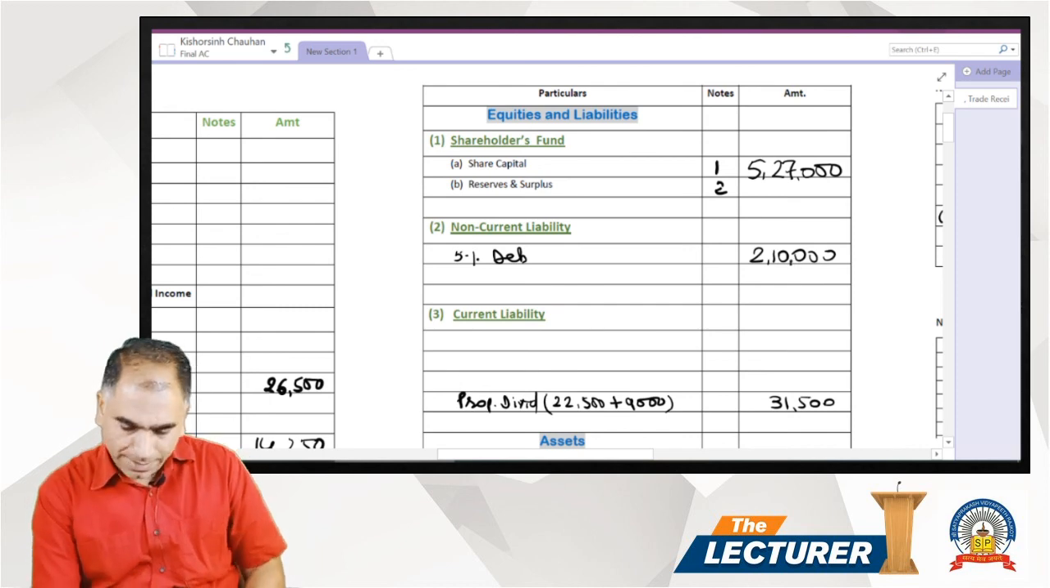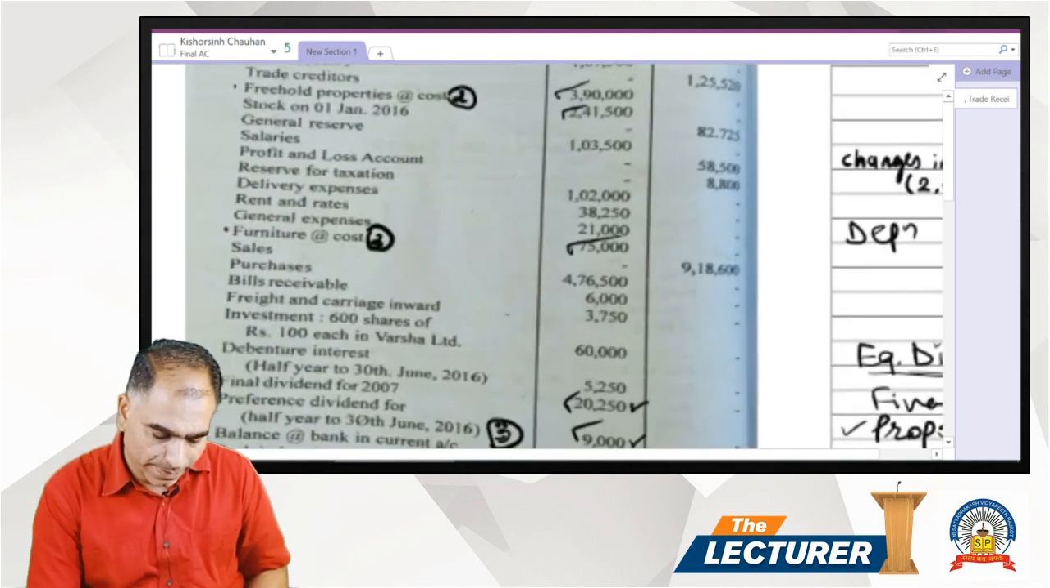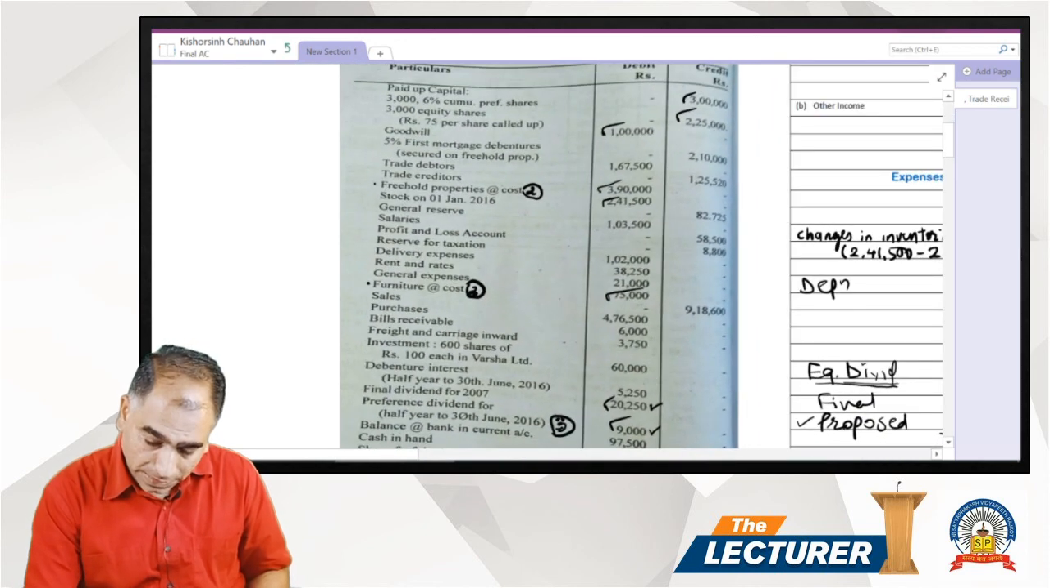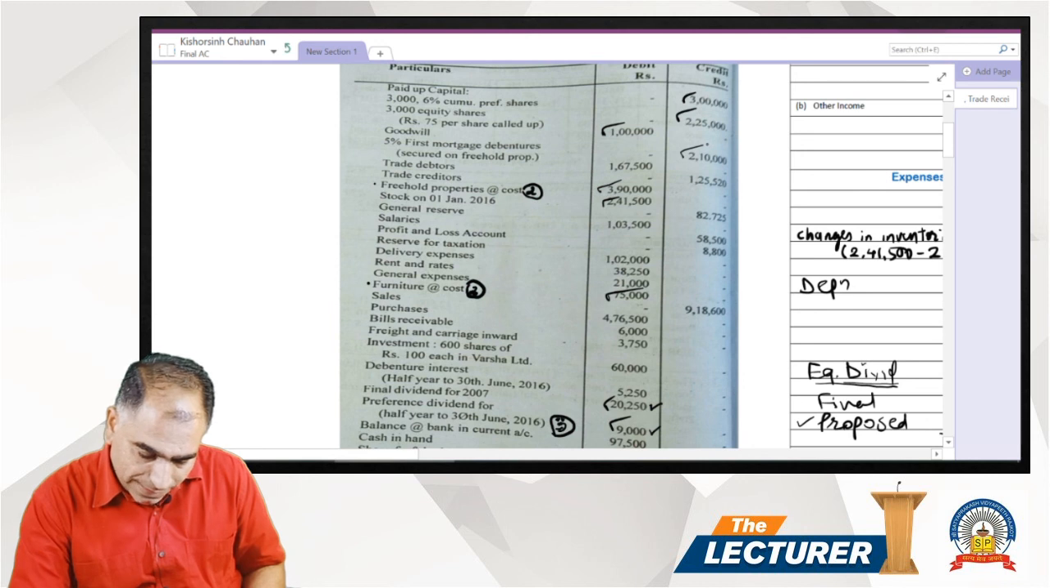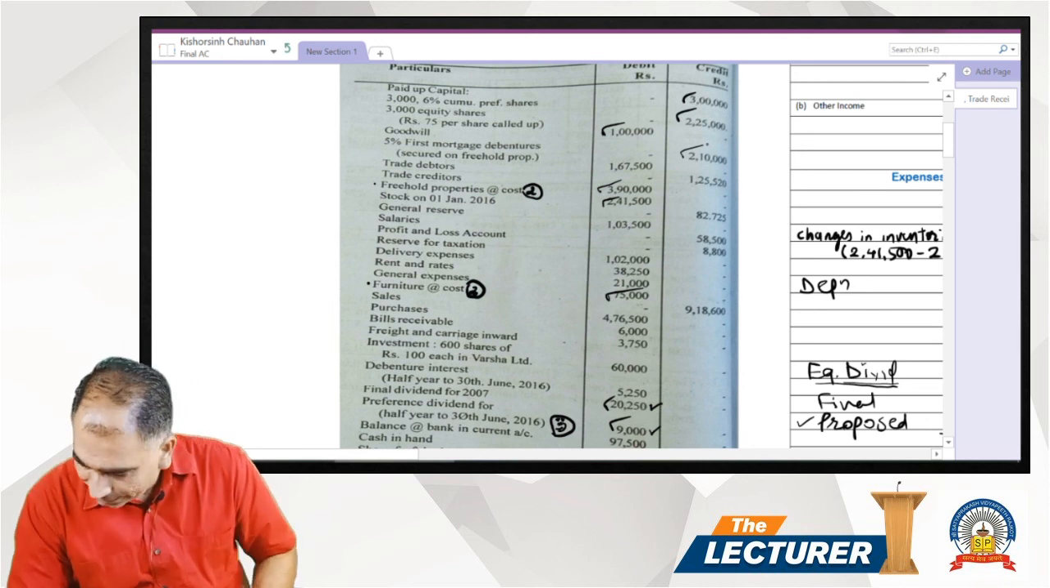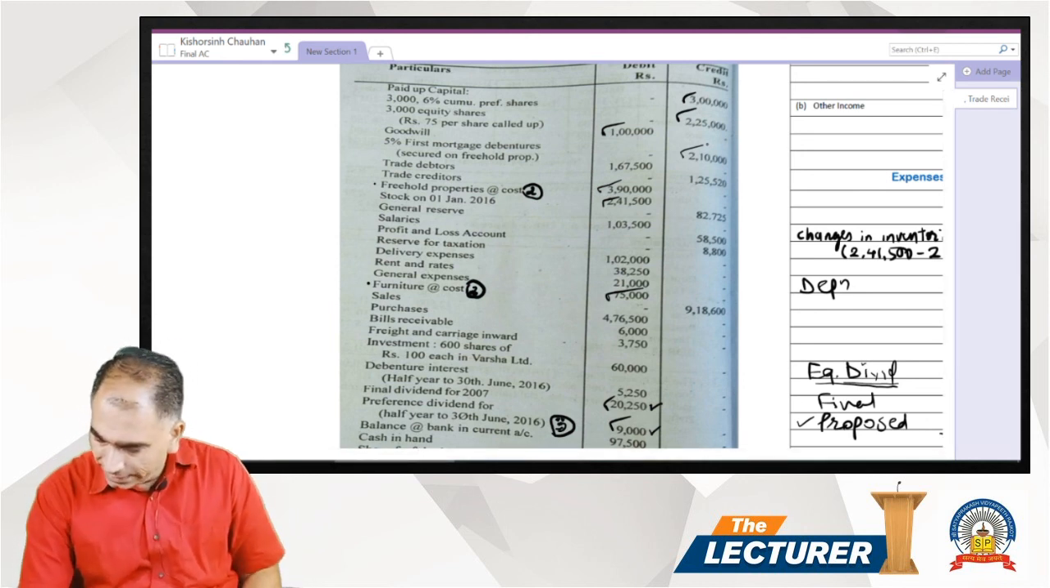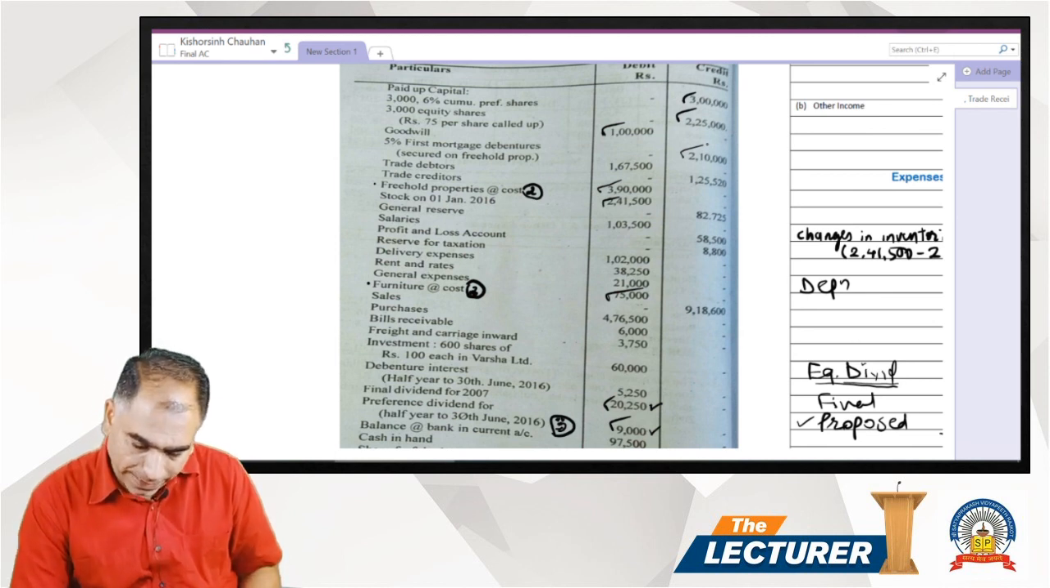That's in the balance sheet liability side. So debenture is taken care of. Whatever gets covered, you have to consider. Then trade debtors and creditors. Creditor is a part of the current liability and a debtor is a part of current assets.